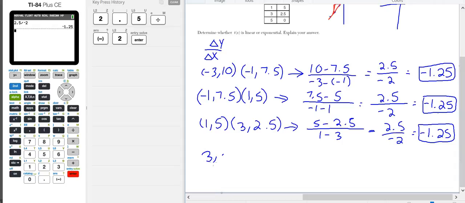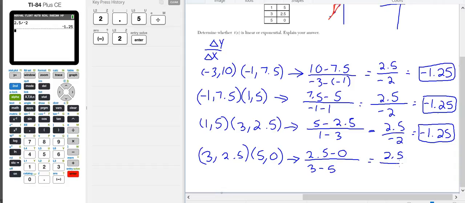Let's just look at our last set of coordinates, 3, 2.5 and 5, 0. Change in y values, 2.5 minus 0. Change in x values, 3 minus 5. 2.5 minus 0 is positive 2.5. 3 minus 5 is -2, which is the same as the fractions we got before, so our rate of change is -1.25, like all the rest of them. Since there's a constant rate of change between consecutive points, this is linear. This model is linear.